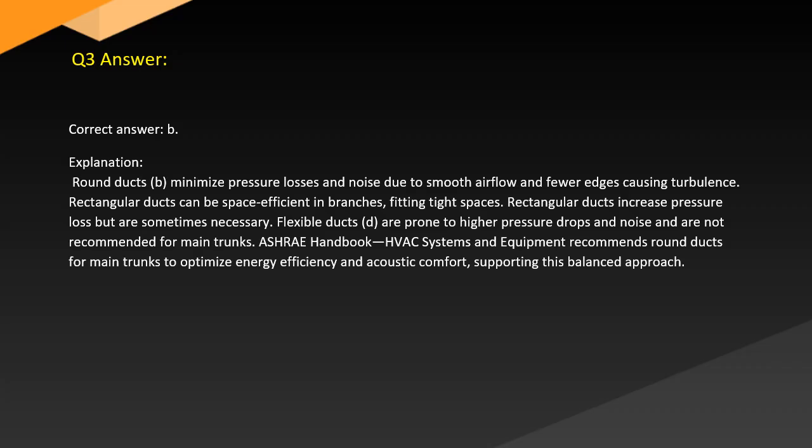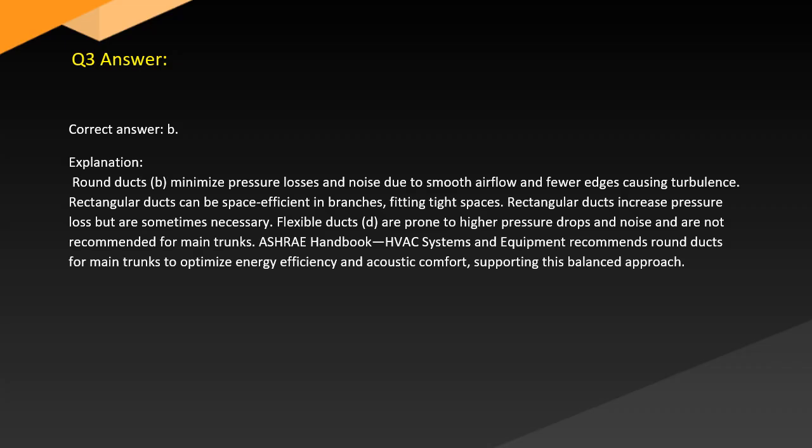Answer. Correct answer: B. Explanation. Round ducts, B, minimize pressure losses and noise due to smooth airflow and fewer edges causing turbulence. Rectangular ducts can be space efficient in branches, fitting tight spaces. Rectangular ducts increase pressure loss but are sometimes necessary.